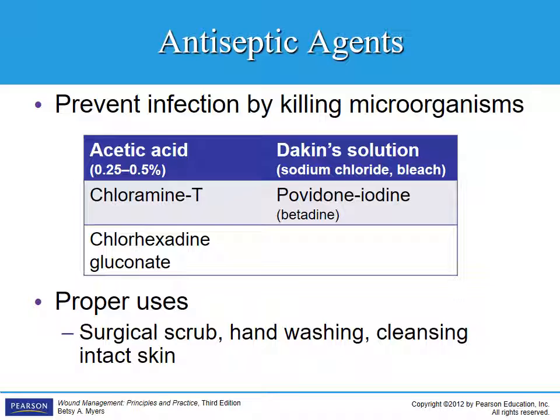All right, here's a couple of antiseptic agents. They prevent infection by killing the microorganisms. In earlier lectures, I had talked about Dakins, which is basically bleach and water, and acetic acid. There are 2 types of antiseptic agents that are often used. Betadine is another solution that's often used. So these should be used as a surgical scrub or for hand washing or cleansing intact skin. These should not be used on open wounds.